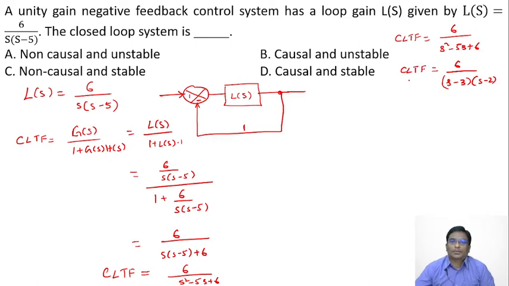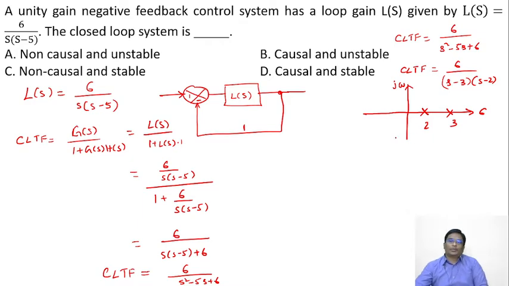Then the closed loop transfer function poles. If I draw this S plane, the sigma axis and the j omega axis, I got the poles at 2 and at 3. These poles are lying in the right half of the S plane. If poles are lying in the right half of the S plane, the system is unstable.